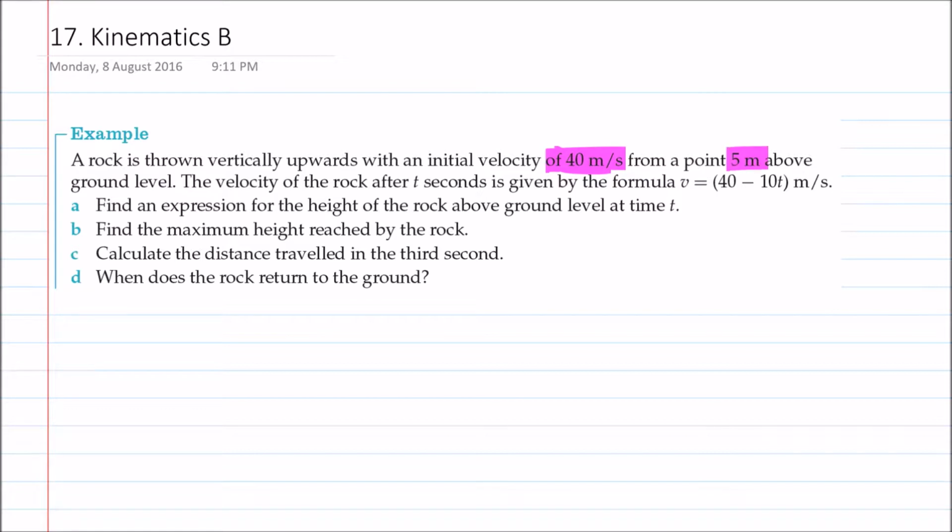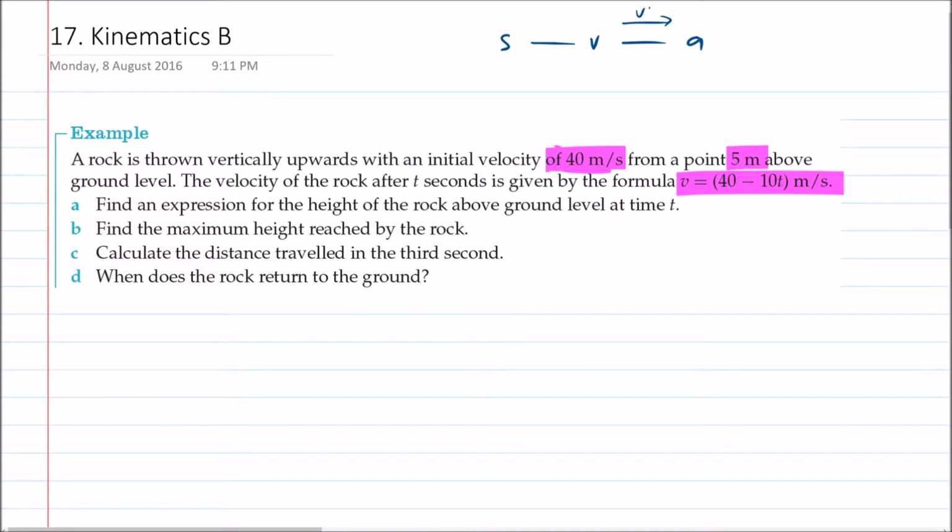So from a point 5 meters above the ground level, the velocity after t seconds is given by the formula v equals that. So it's just worthwhile noting that that's velocity, and velocity sits between distance and acceleration, so to get to acceleration we differentiate, and then to get to distance we'd have to anti-differentiate.